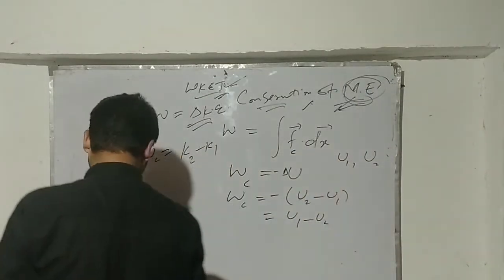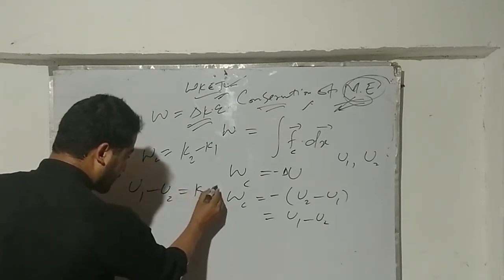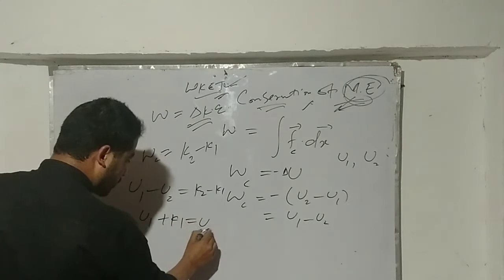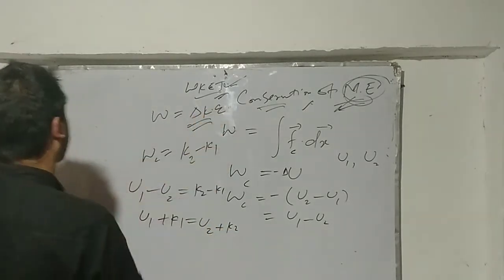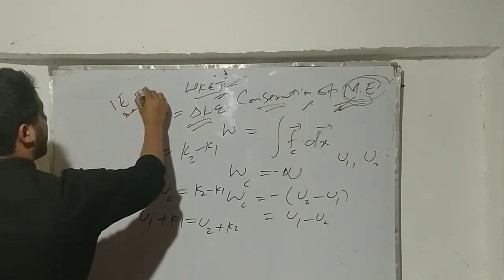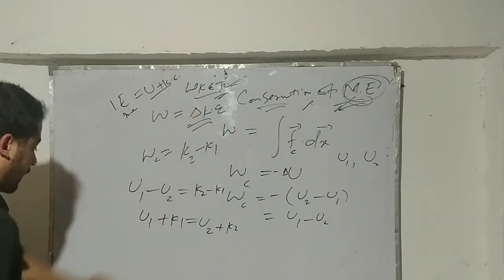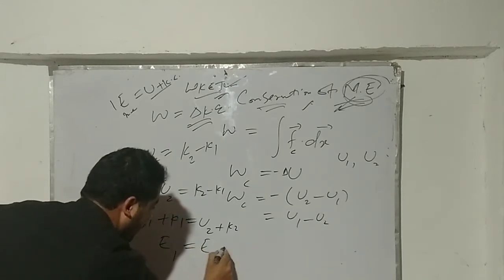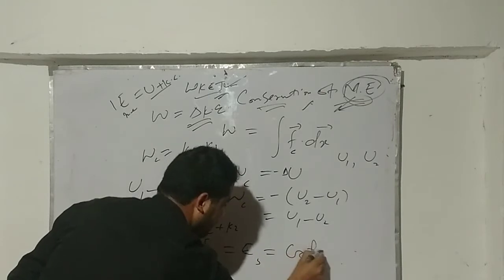If I equate these two, I get U1 minus U2 equals K2 minus K1, or U1 plus K1 equals U2 plus K2. Recalling the definition of mechanical energy as potential plus kinetic energy, E1 is equal to E2. It doesn't matter if there is some E3; we can say it is constant in general.